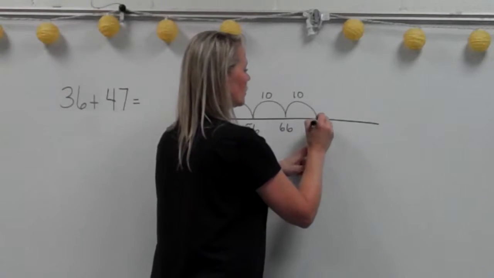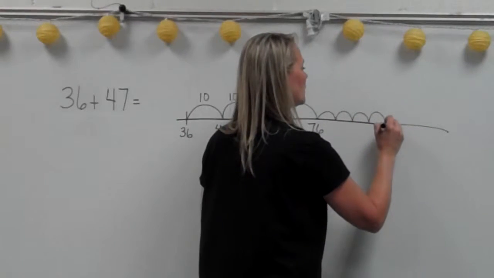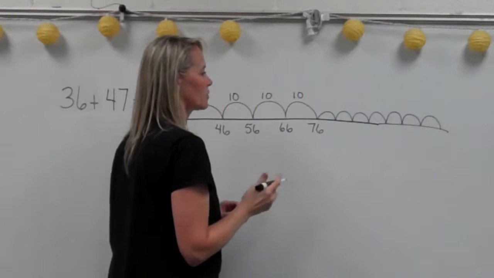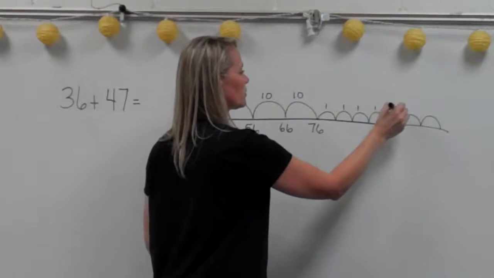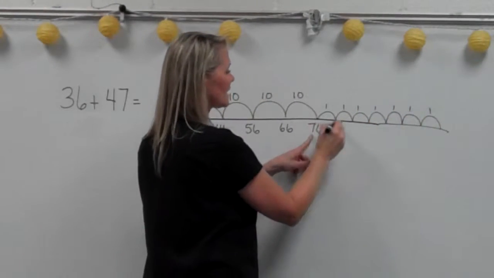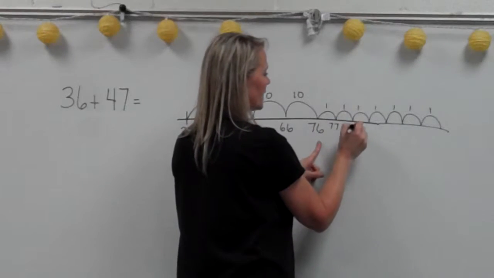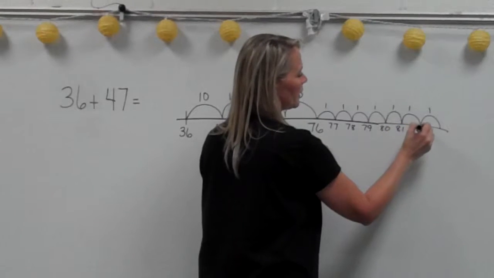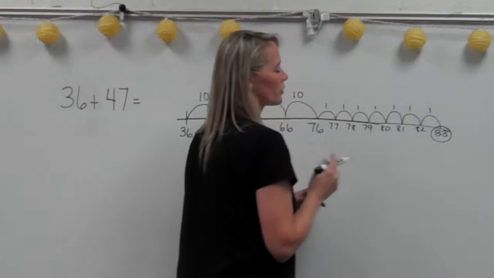So if I go 1, 2, 3, 4, 5, 6, 7, yes, if you need to continue out with your number line, that's totally fine. And then label the top, these are all jumps of 1. And then I have to label the bottom. So 76, 77, 78, 79, 80, 81, 82, 83 is where they land. And I always have them circle the answer.